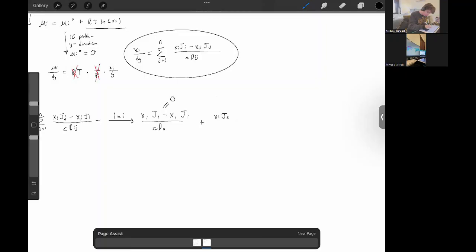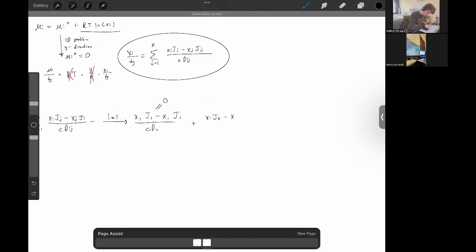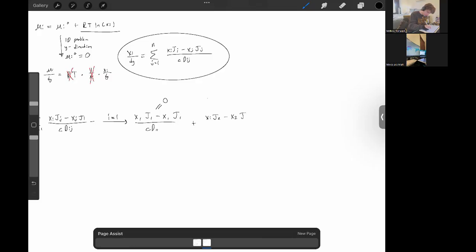And then this should be minus x1, j1. Oh, wait, no, no, no. This is x2 and then j1. That's what we should have. Sorry. And then this is over the concentration and diffusivity of 1, 2.